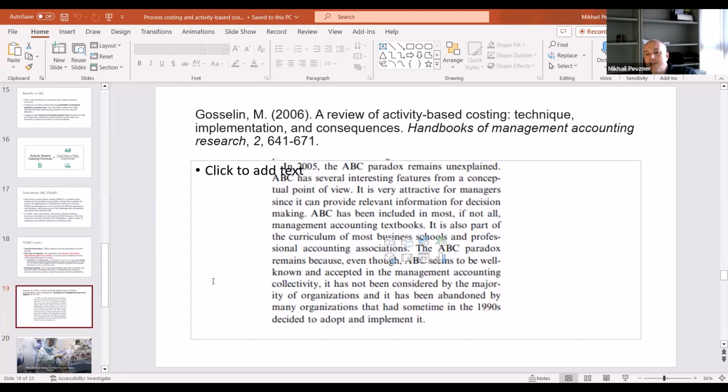The ABC paradox remains because even though ABC seems to be well known and accepted in the management accounting community, it has not been adopted by a majority of organizations, and has been abandoned by many organizations that decided to adopt and implement it sometime in the 90s. Okay. All right. So at least until recently, this was thought of as a great idea that doesn't work in practice.